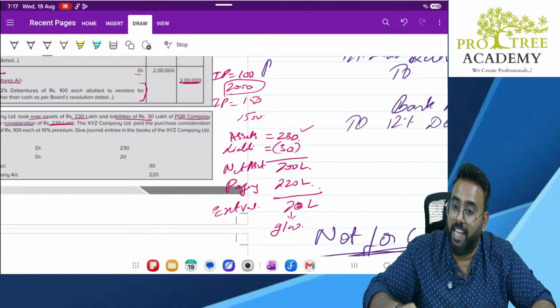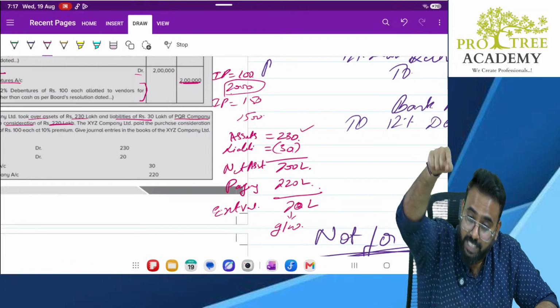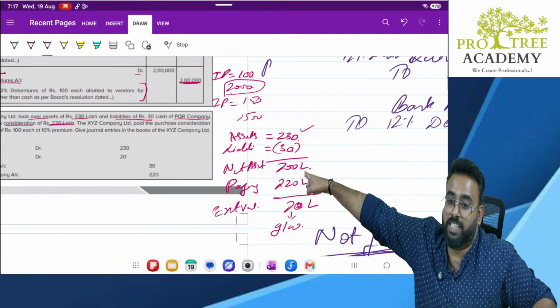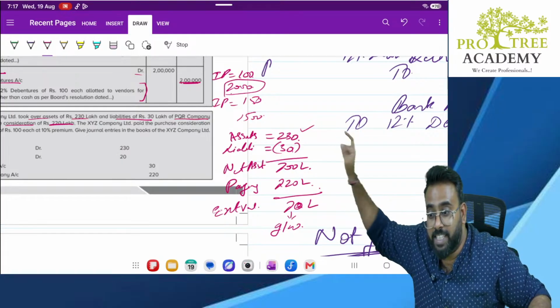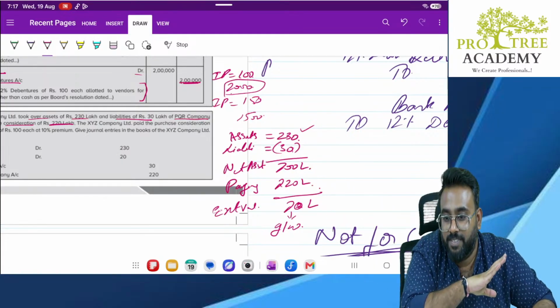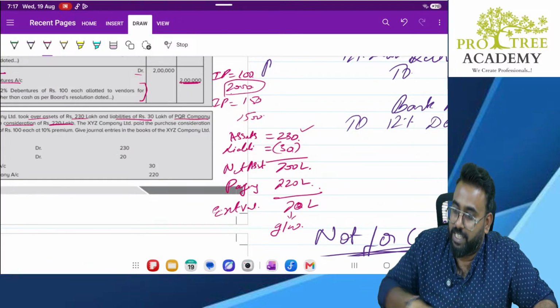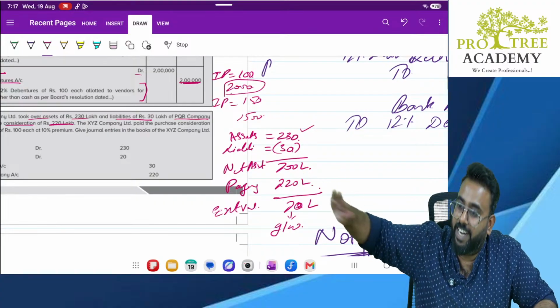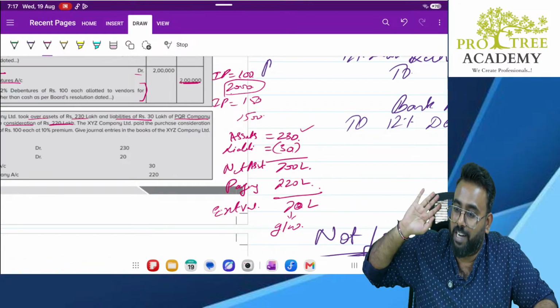Understanding? Whereas, if you purchase the goodwill, in this case, we are purchasing the goodwill for 20 lakh. This can be shown in the balance sheet. So that means what? Today, Abhishek Sir has developed the firm. He has created the goodwill, but that goodwill is not showing in the balance sheet.